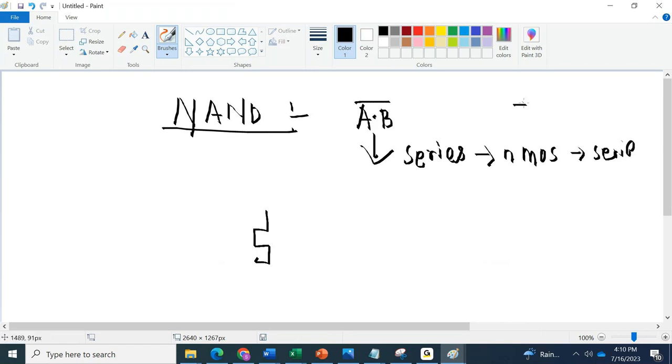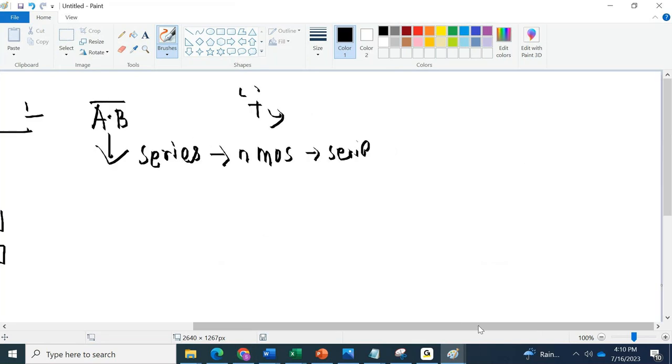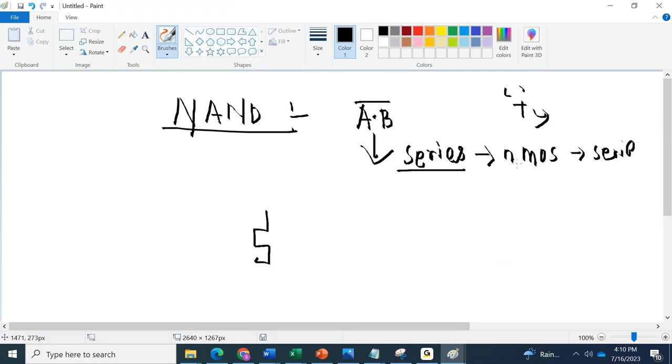If there is a plus, like an OR gate or NOR gate, you will get a plus symbol. Okay, that point I will come to. So here, this is a series of NMOS. Opposite, and for PMOS, it will be parallel. If dot means series for NMOS, PMOS is parallel.